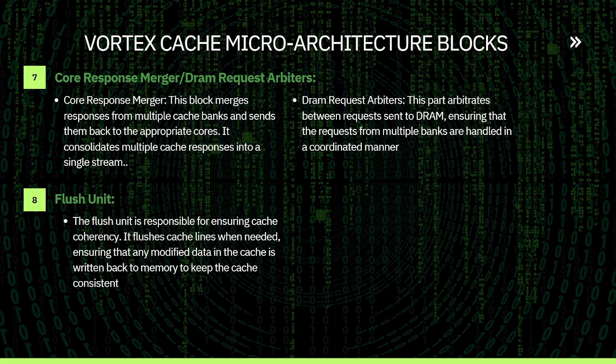وال DRAM request arbiters, this block arbitrates between requests sent to DRAM, ensuring that requests from multiple banks are handled in a coordinated manner. The flush unit. The flush unit is responsible for ensuring cache coherency. It flushes cache lines when needed, ensuring that any modified data in the cache is written back to the memory and keeps the cache consistent.